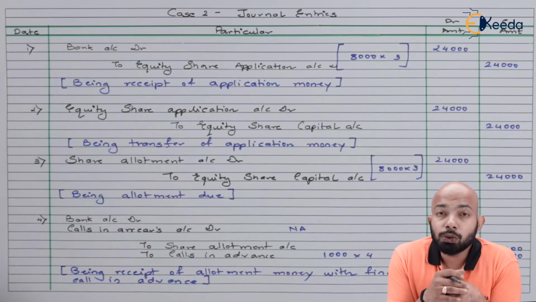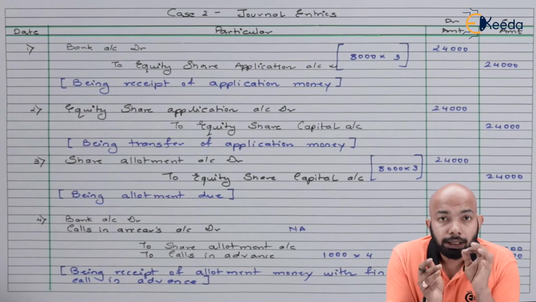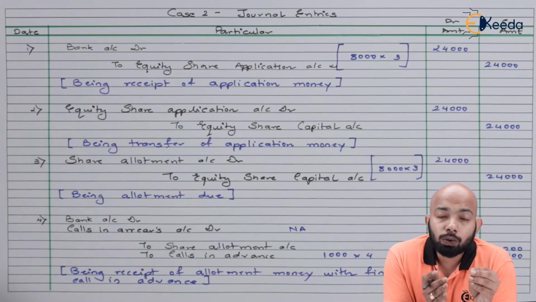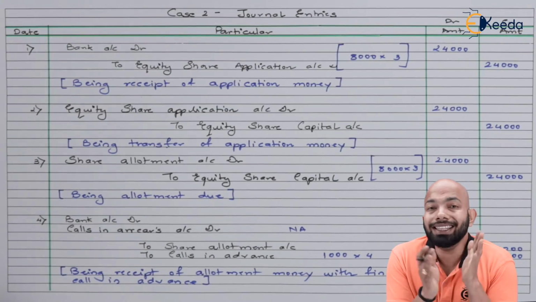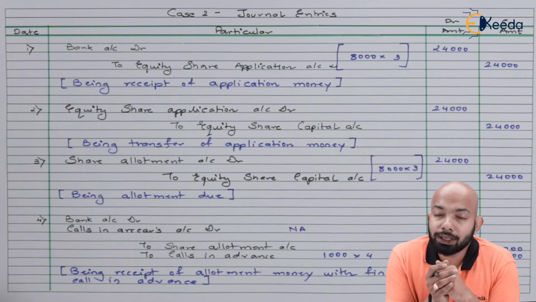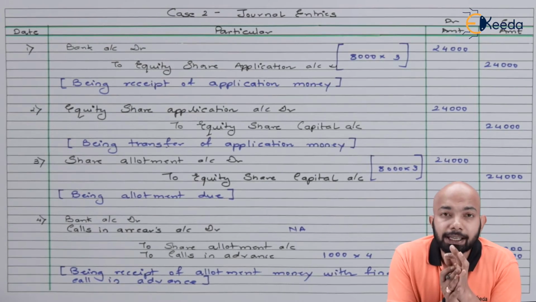Now, when it comes to case 2, we have mentioned certain journal entries here. In case 2, we have figured out that a total of 8,000 shares were issued, and those were fully subscribed and allotted for. So we'll first pass the entry for receipt of application money, which is bank account debit to equity share application account.